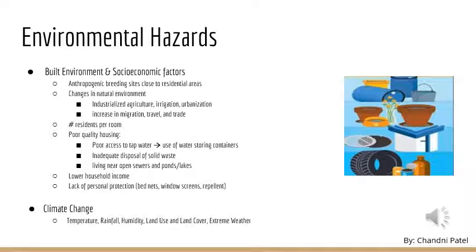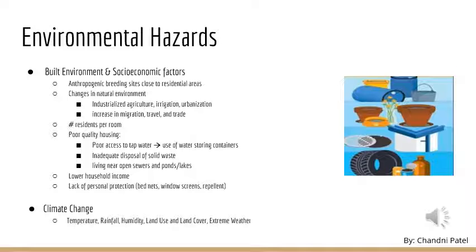Changes in natural environment due to industrialized agriculture, irrigation, and urbanization, which brings a lot of people together and increases the population density. Migration, travel, and trade have all contributed to the expansion of dengue in India and around the world. Tire exports particularly have been found to house the agent and host.